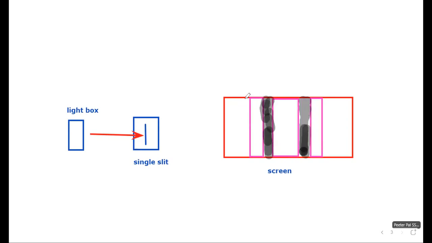And after this, you realize that the brighter regions are getting smaller. As they are getting smaller, we realize that the darker regions are getting bigger. So when you have a single slit, try to understand: in the center, you get a brighter region. That's in the center.